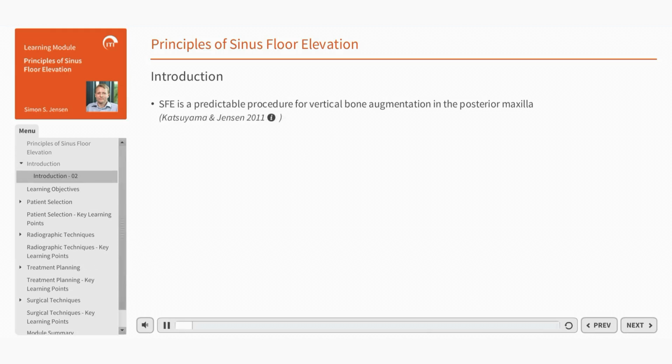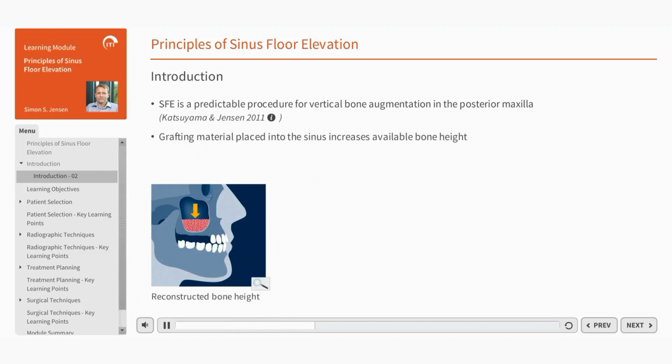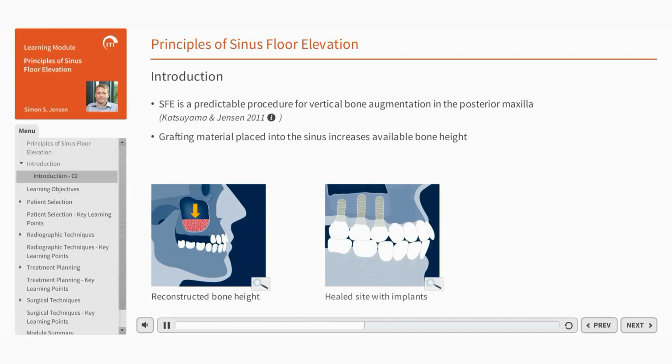Sinus floor elevation is a predictable procedure for vertical bone augmentation in the posterior maxilla that compensates for inadequate bone height. Grafting material is placed into the sinus to increase available bone height and to facilitate the placement of implants of the desired dimensions and in the correct prosthetically driven positions. This module will focus on patient assessment, diagnosis, and treatment planning for sinus floor elevation procedures.